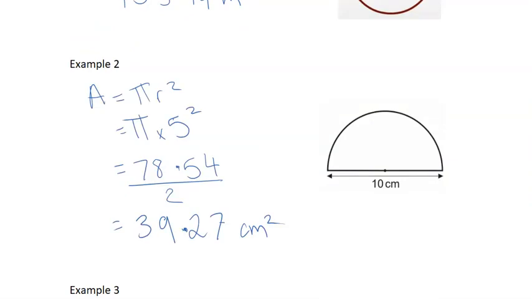And there's the answer for that one. So remember, the question's given you the diameter. You need to divide that by 2 to get 5 squared in that second row of working. Then, once you get that answer, you need to divide everything by 2 because it is a semicircle, and there is your answer in centimeters squared, of course.